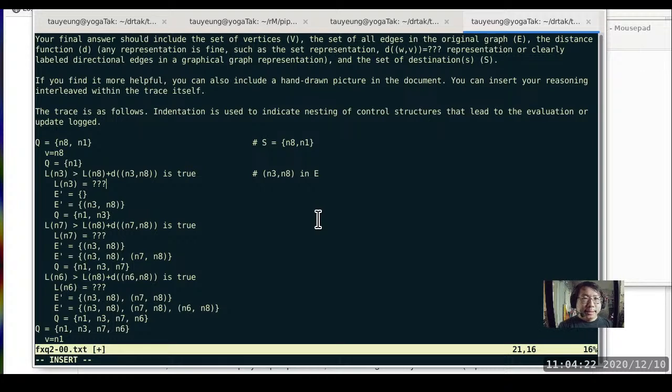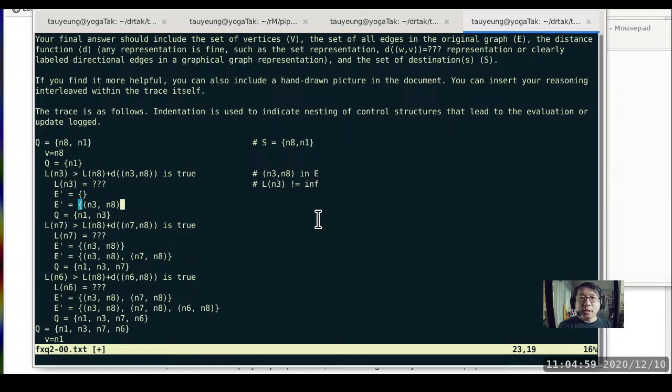Well, we know we are updating L of N3, but we don't know what it is, because there are many different possible answers to this question, and I want you to assign your own values in this case. So we'll just say that L of N3 now does not equal infinity. It was infinity to begin with because that's how every L value is initialized, except for the L value of the destination vertices.